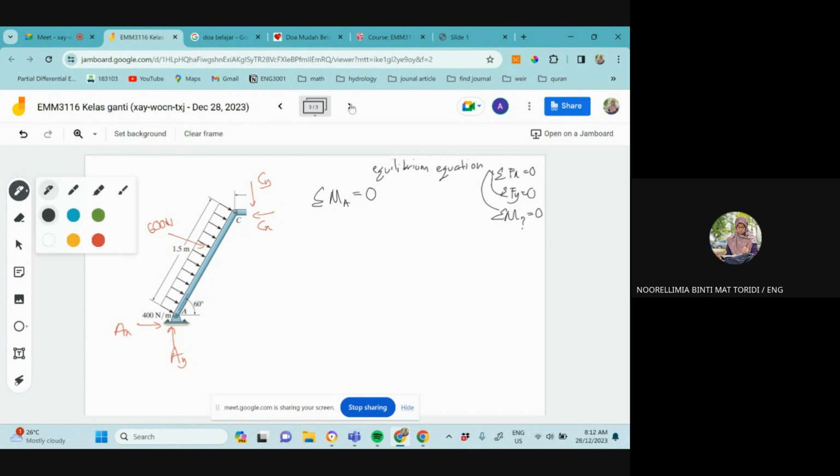At A, automatically this one we don't have to count because the distance to A is equal to 0. Now we have 600 Newton, and then we have CY and CX. So 600 Newton to the distance.